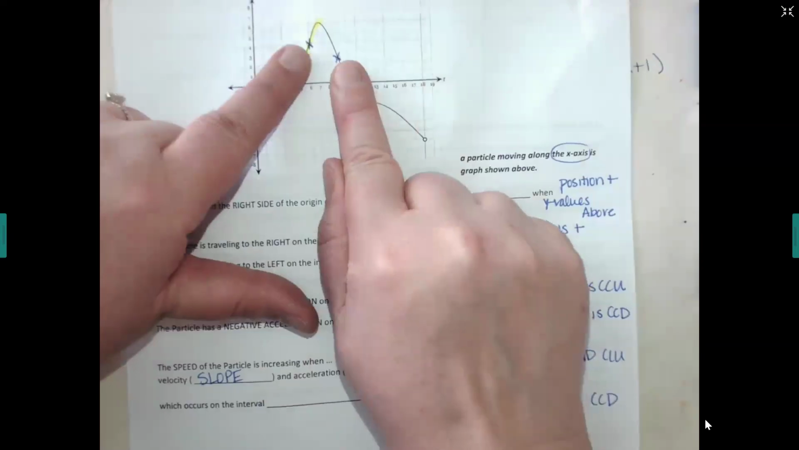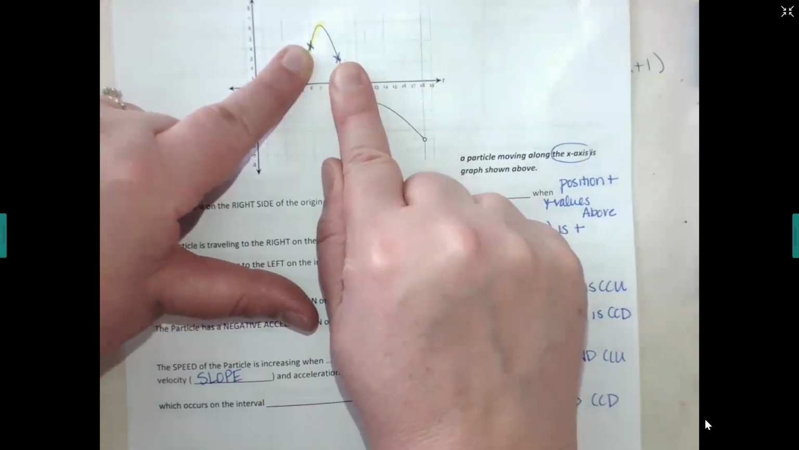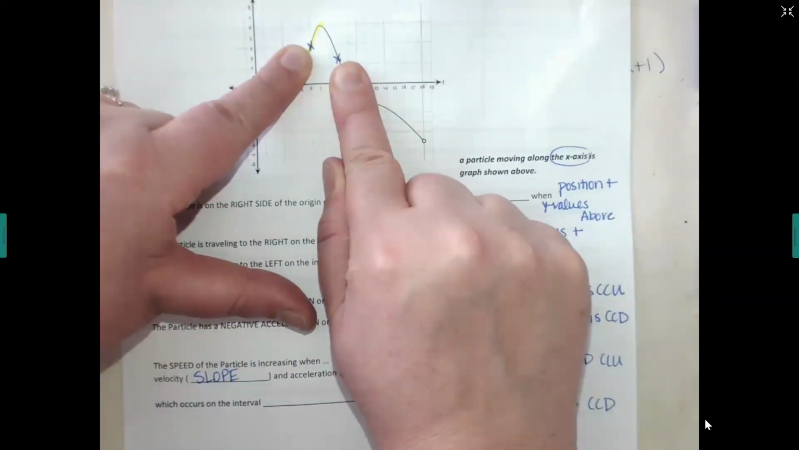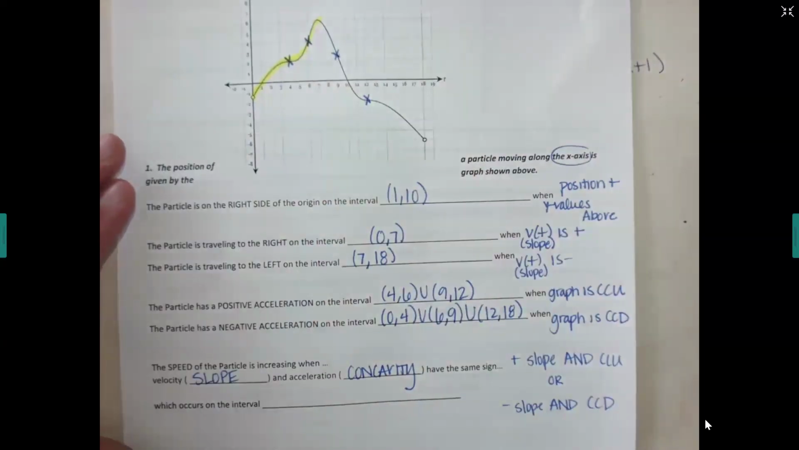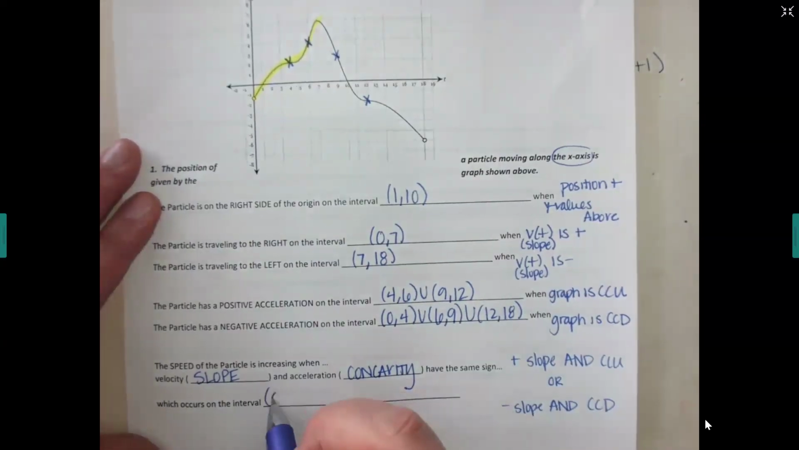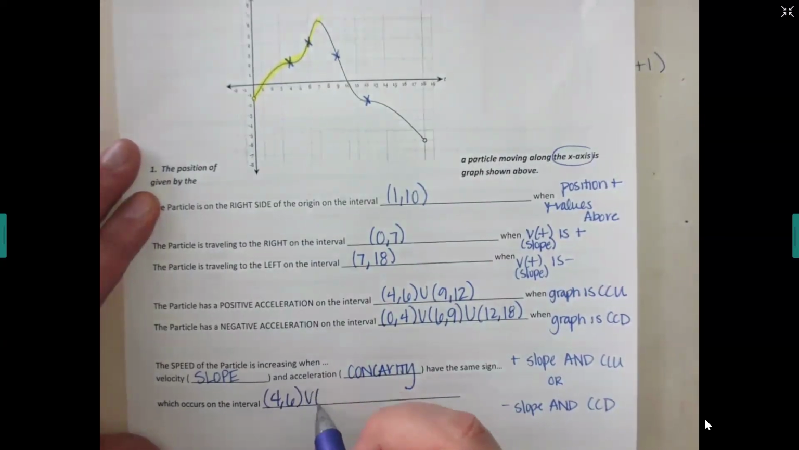Okay, next two bubbles are here to here. Concave up or concave down? Down. Where is my slope also down? Not the whole time. From 7 till 9. Very good. So let me catch up to y'all. We said 0 to 4 was a no. 4 to 6. And then 7 to 9.